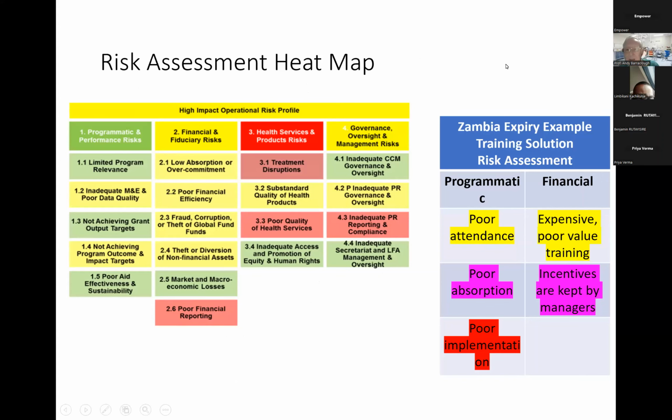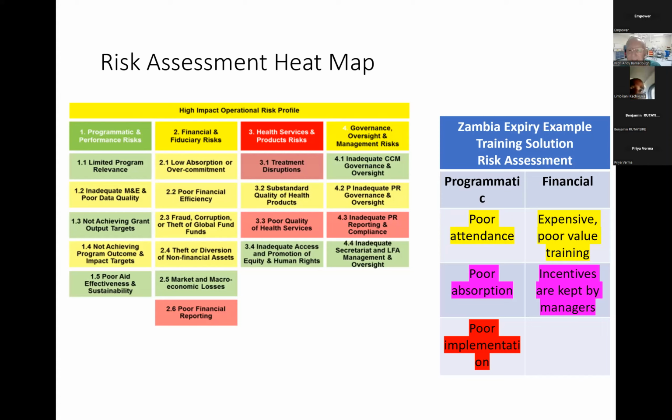And again, on my Zambia example, it would be poor attendance. Nobody turns up for the training. I could get the minister to issue an instruction. People are more likely to attend if the minister sends them a letter. Poor absorption, they come to the training, but they don't learn anything. What can I do about that? Try and make the learning interesting and exciting for them. Not just talk and chalk, something that's really useful to their everyday life.